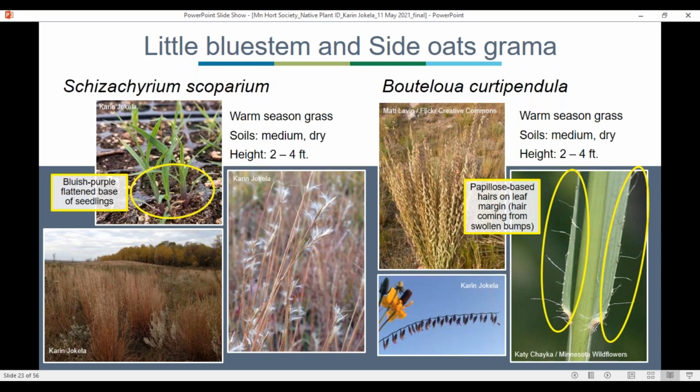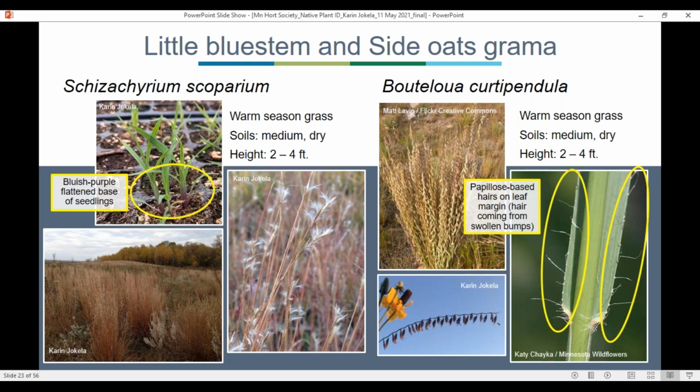Side oats grama is pretty similar because it has really characteristic spikelets. There's no other grasses that have seeds like that. But you might need to identify it before it gets to that stage. And one of the things that helps me identify it is these little papillose-based hairs on the leaf margin.